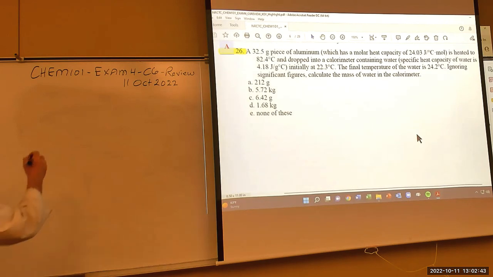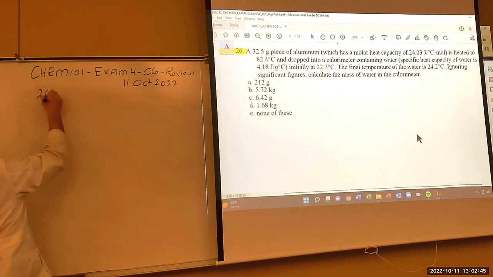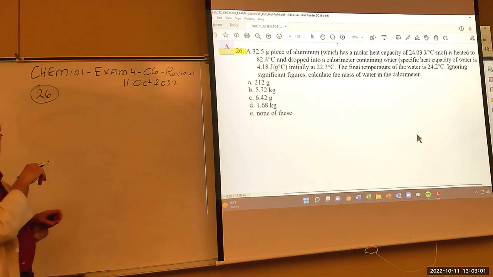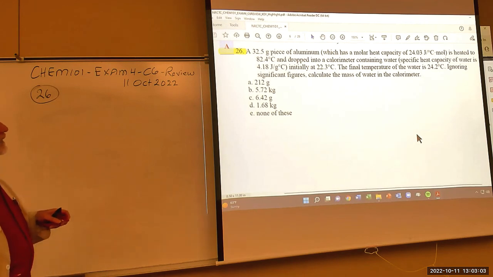Well, there we go, 26. Here's another calorimetry problem. Looks like it's a little more complicated. 32.5 gram piece of aluminum. Maybe I want to read it backwards. Calculate the mass of water in the calorimeter. Okay, let's see what else we need before I try to write the formula up there.